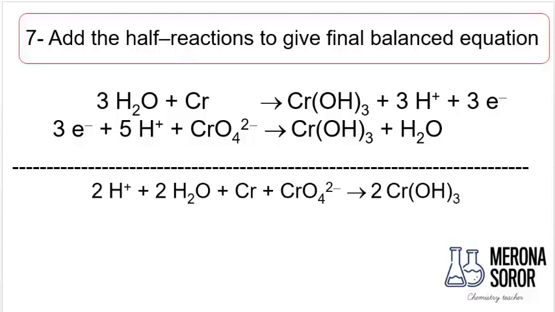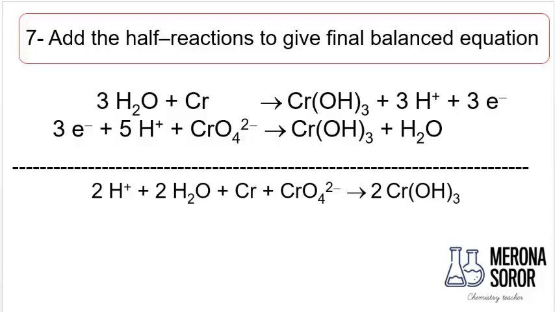Step 7, add the half reactions to get the final balanced equation. After adding the first equation to the next equation, we can find this net equation. But this equation is balanced for a redox reaction in acidic medium. At the beginning, we said that we needed to balance this equation in basic medium.